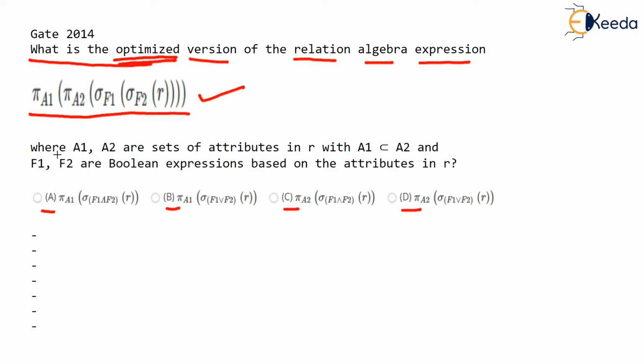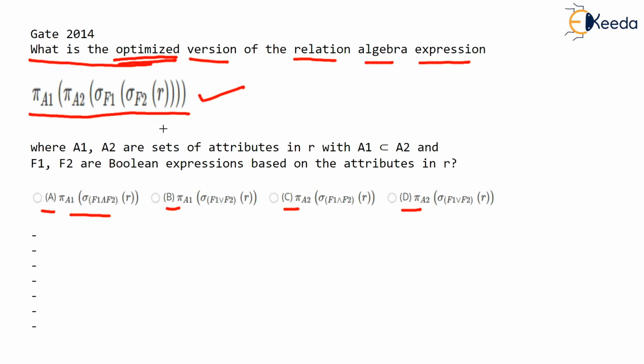Also, F1 and F2 are Boolean expressions based on attributes in R. Of course, F1 and F2 have to be Boolean expressions because they are written with the select operation. With the select operation, we write a condition, isn't it? A condition for selecting the tuples from relation R. So which of these expressions A, B, C or D is the optimized version of the above expression?